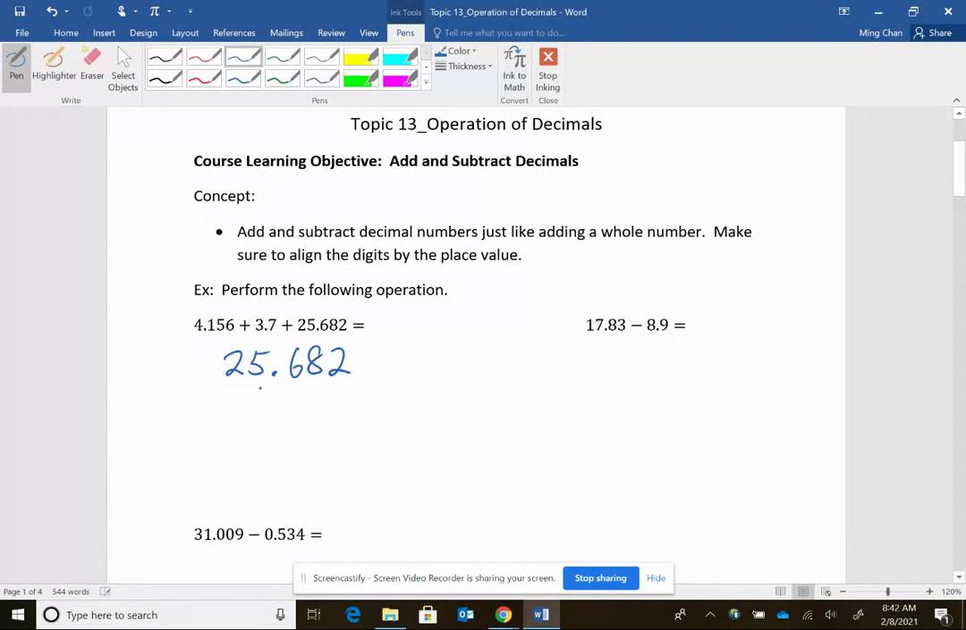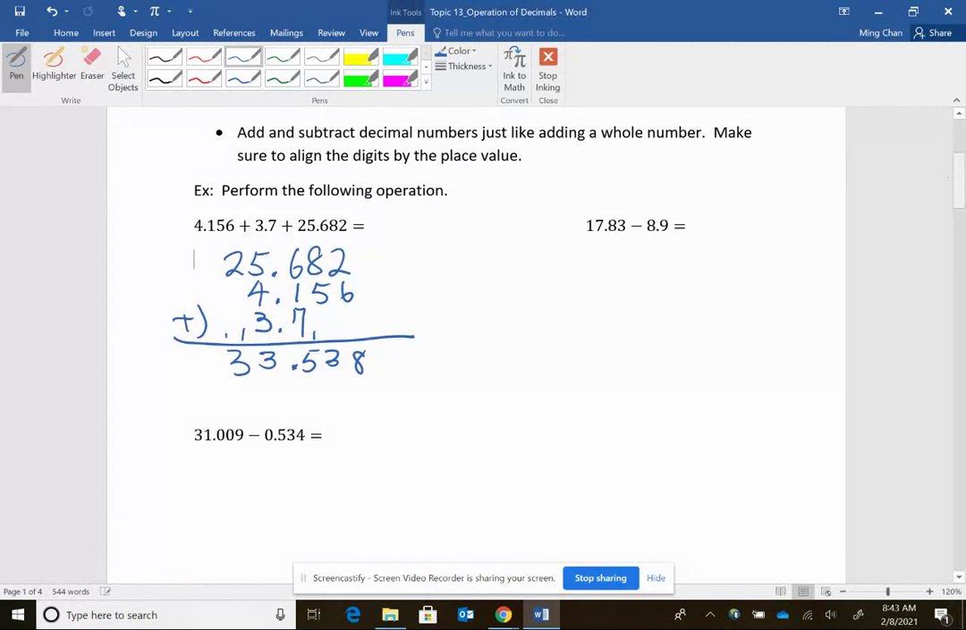All right, plus 4.156. Okay, just line them up by the place value, 3.7. Whatever your preference is, it doesn't really matter. All right, so that's 8. 8 plus 3 is 11. 6 plus 7 is 13. 14, 15, carry 1. So there's a 9, 10, 13, carry 1, so that's 3. So my answer is 33.538.